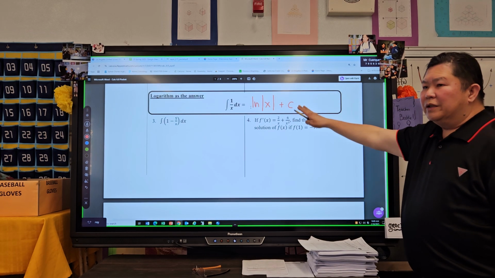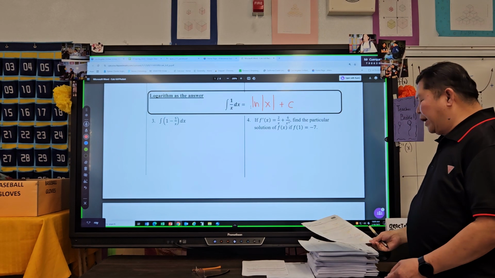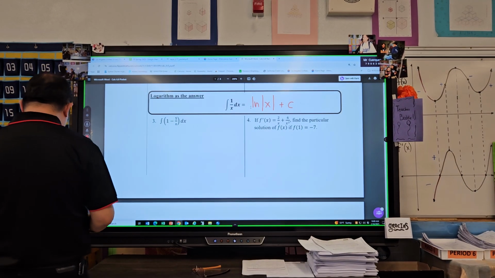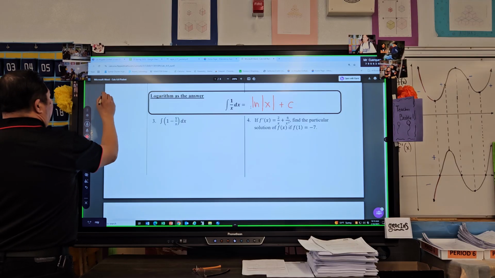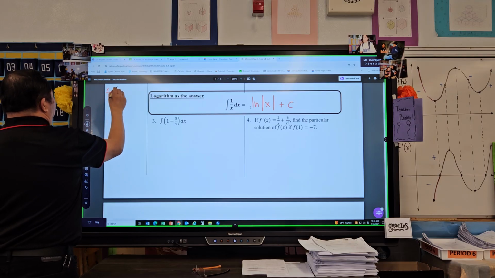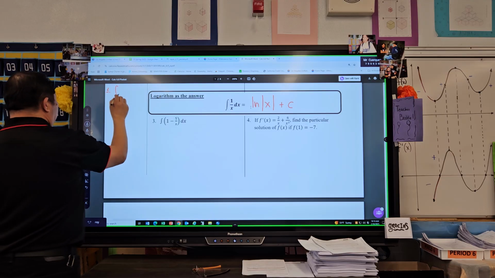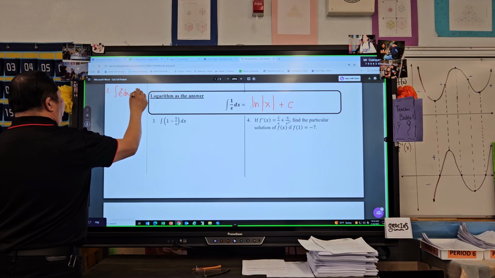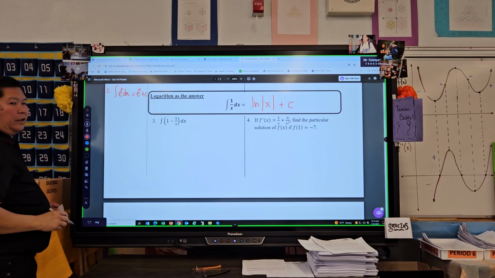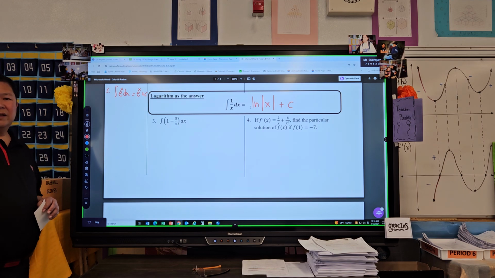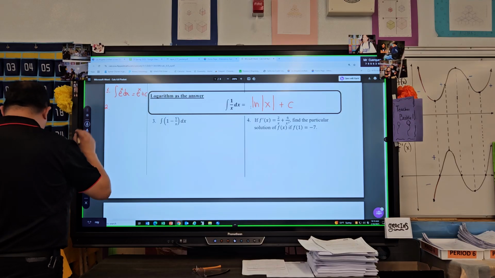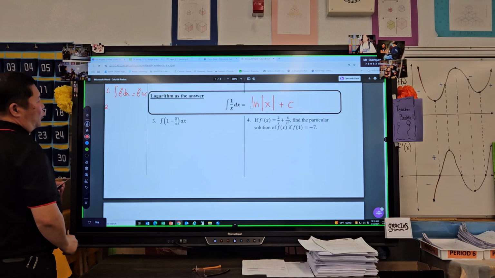But before I continue this one, can you please write this on the left side of your workbook? I just put number 1, that the integral of e to the power of x dx is equal to e to the power of x plus constant. You need to remember that one. Number 2, I have prepared like 12 formulas right here.